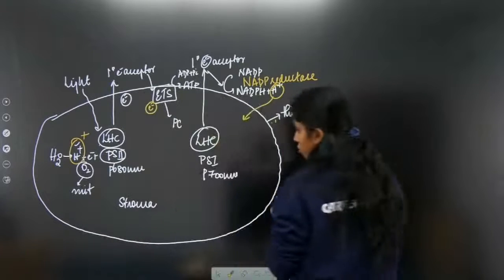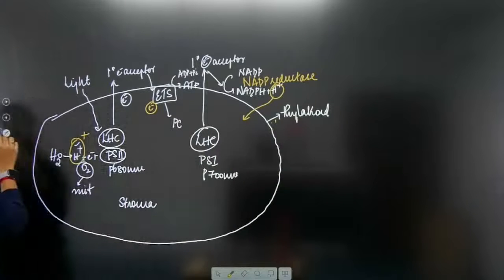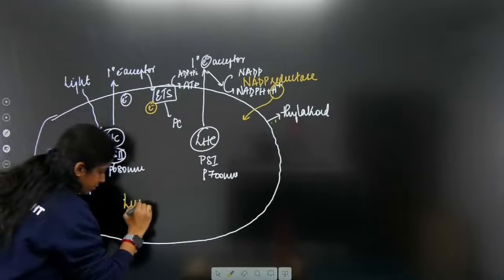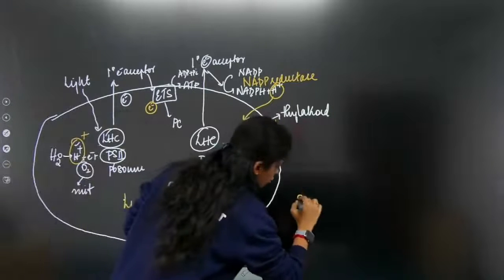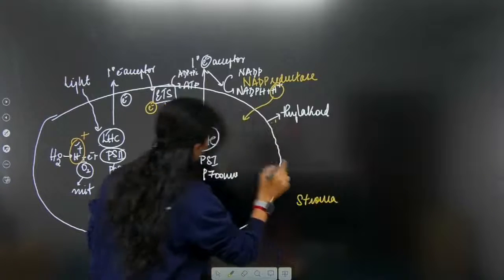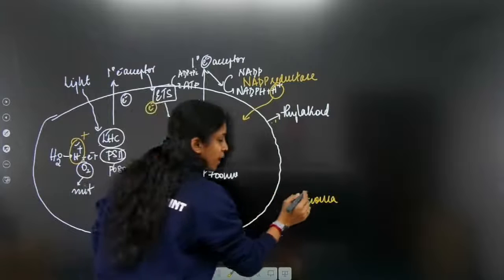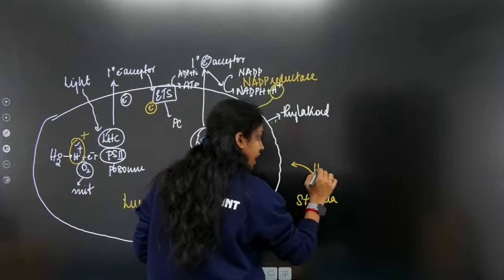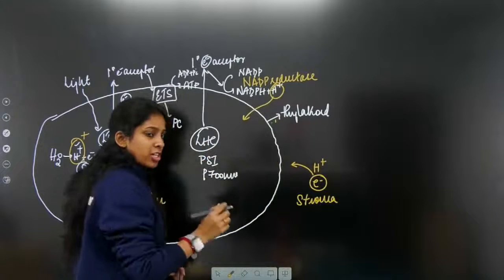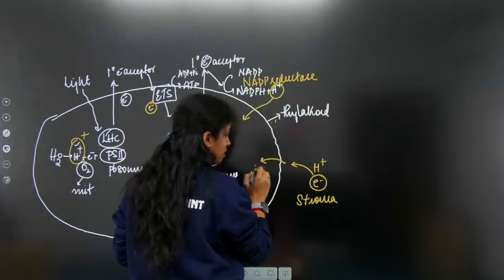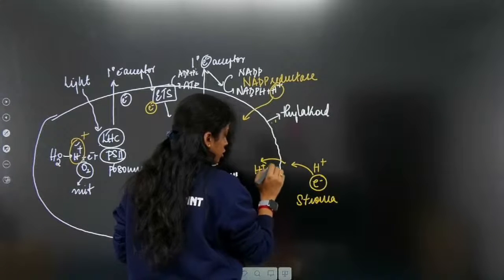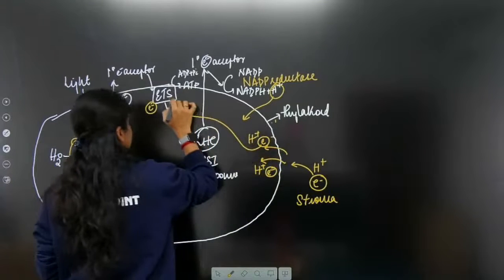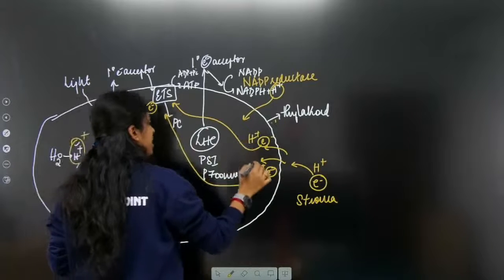So this is not a stroma, this is a lumen. I am really sorry. This is our lumen. And this is our stroma. Now the electrons for the electron transport chain come from the stroma. So the electrons are here. So the electrons are transported inside via an H plus carrier. So H plus carries the electron and moves inside. So once it moves inside, the electrons go back to the ETS. But H plus gets accumulated.